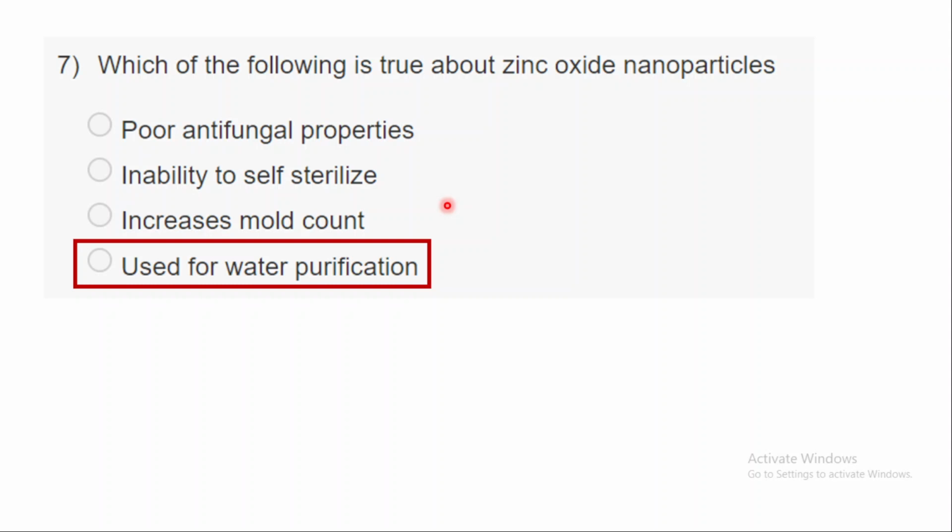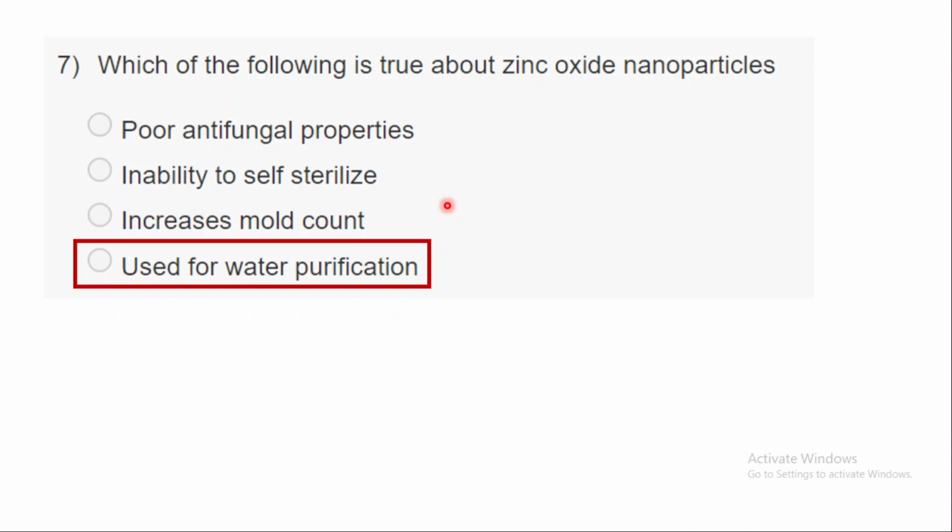People who were getting confused about other options, let me clarify. All the other options, if you see, are quite contradicting the last option. Zinc oxide nanoparticles have poor antifungal properties. If it has poor antifungal properties, it cannot be used as a water purifier. Inability to sterilize, it cannot sterilize the water. Increases mold count. So what do we understand when I say mold count? Mold is just a fungus overgrowth.